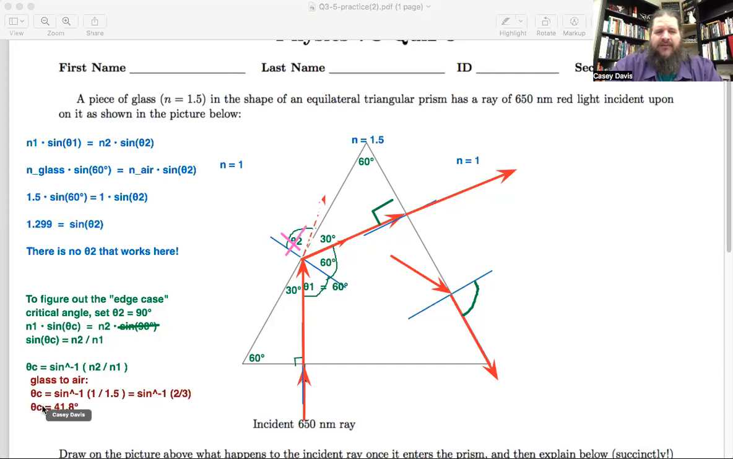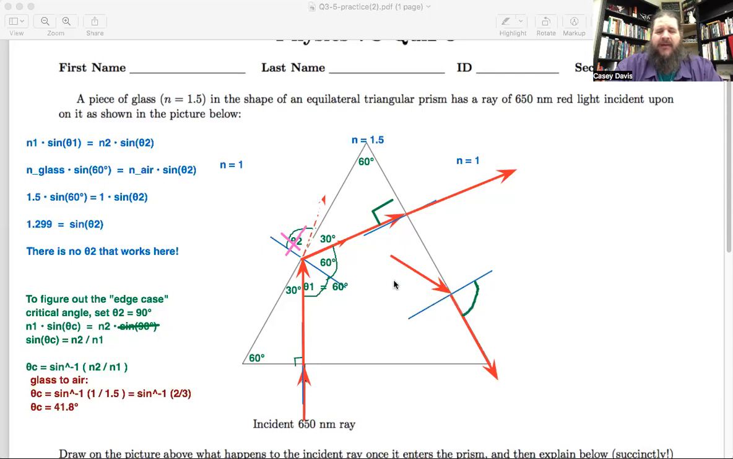So that means if the incoming angle is 41.8 degrees or more, then you get total internal reflection. None of the light gets through. Whereas if the incoming angle is anything less than 41.8 degrees, that means it does get through. So at least some of the light gets through as a refracted ray, and some of it probably bounces back in as a reflected ray also. But the important thing is some of it gets out.